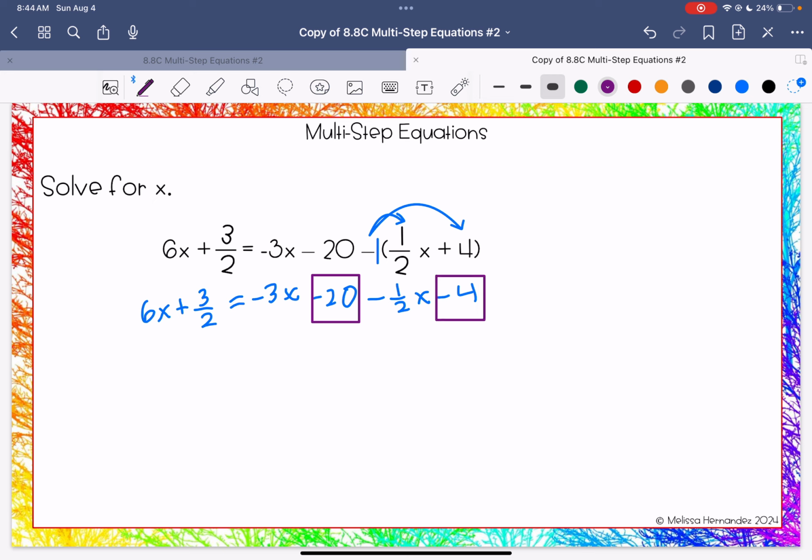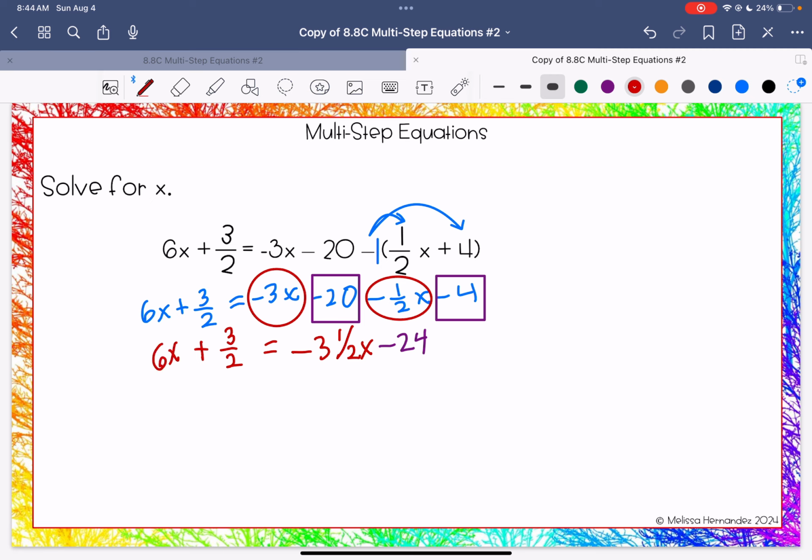like terms as long as they're on the same side. I can't combine on the opposite side of the equals. So I can combine that, and that gives me negative 24. And then now I'm going to combine negative 3x and negative half. And so I can combine those because they have the same variable and the exponents are the same. So this actually becomes negative 3.5x. I'll bring everything down.